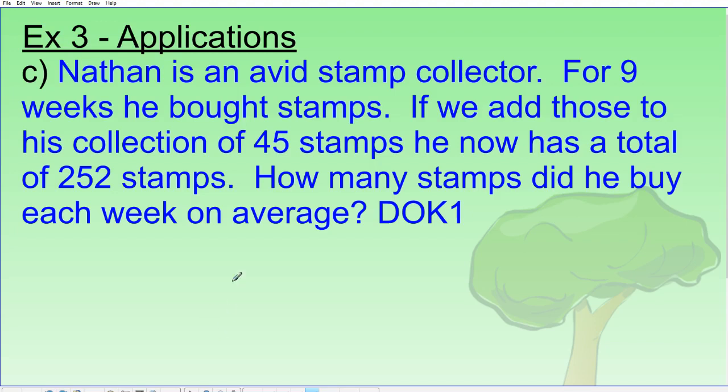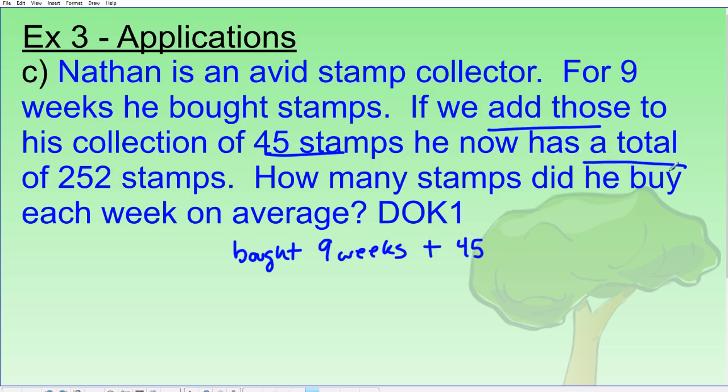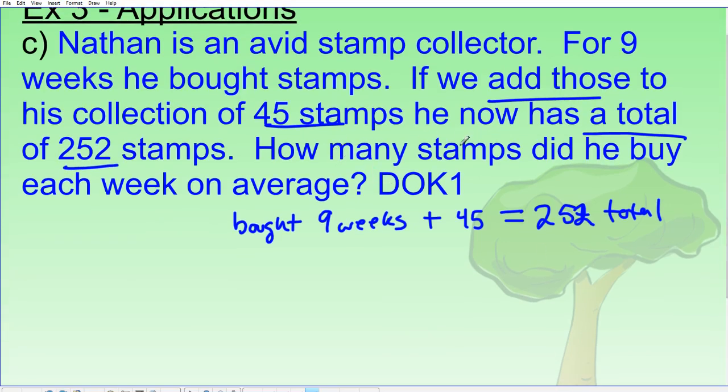Okay. So for 9 weeks, he bought stamps. If we add those to his collection of 45 stamps, he now has a total of 252. Whoa. Verbal model. Now, let's turn this into an equation. How many stamps did he buy each week on average? I don't know. That's the question. We know he bought them for 9 weeks, so each week he bought some stamps.